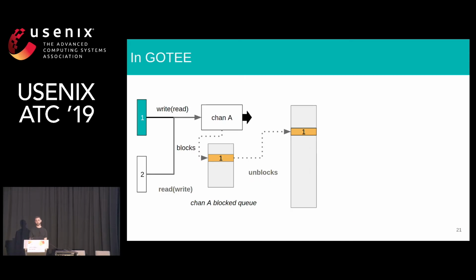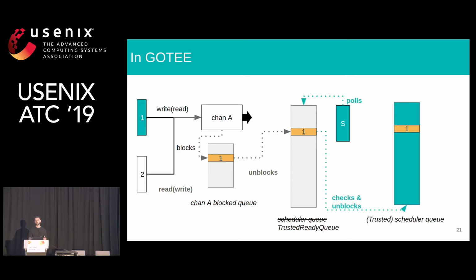In GOTEE, if routine 1 is actually a secured routine, you cannot put it back directly inside the trusted scheduler queue because you don't have access to it, right? So what happens is that you actually enqueue this wrapper structure inside an intermediary queue called trusted ready queue. And then at some point, the trusted scheduler comes, pulls the queue, checks that it was in fact a secured routine blocked on a cross-domain communication, and decides to unblock it, and then eventually reschedule it.